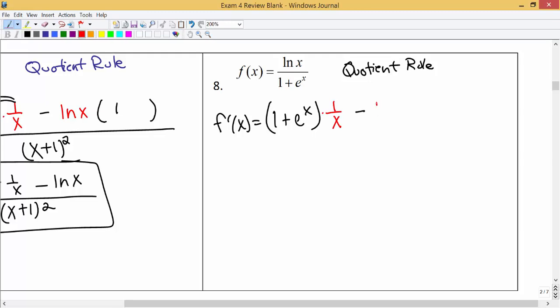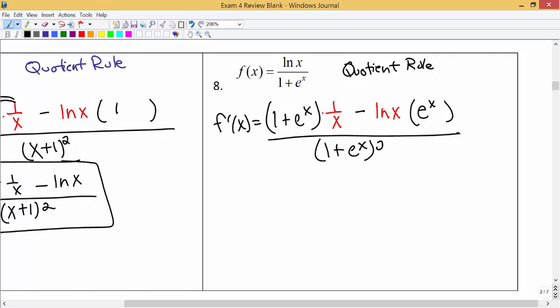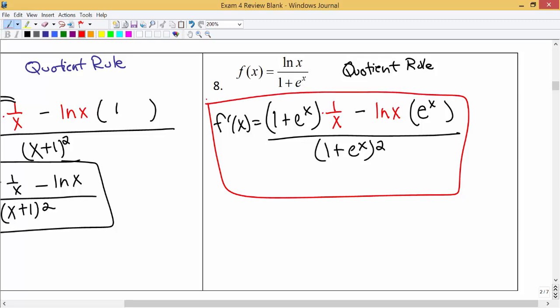minus the numerator, as is, times the derivative of the denominator. And when we look at the denominator, we have two terms. The derivative of the first term is 0, and the derivative of the second term, e to the x, of course, is just, once again, e to the x, all over the denominator raised to the power of 2. All right, I'm going to choose to leave that as is.